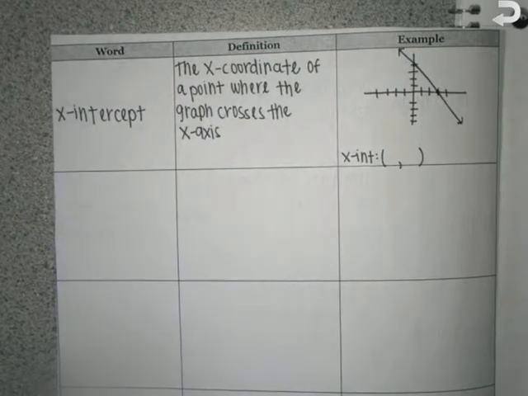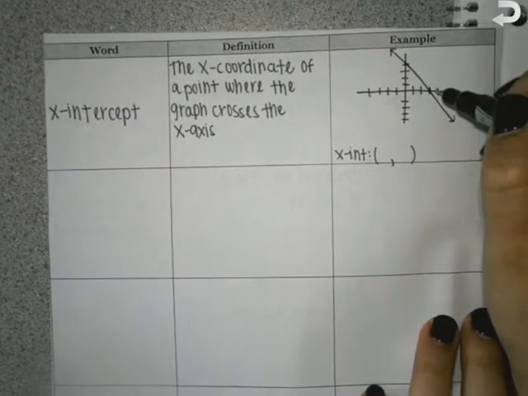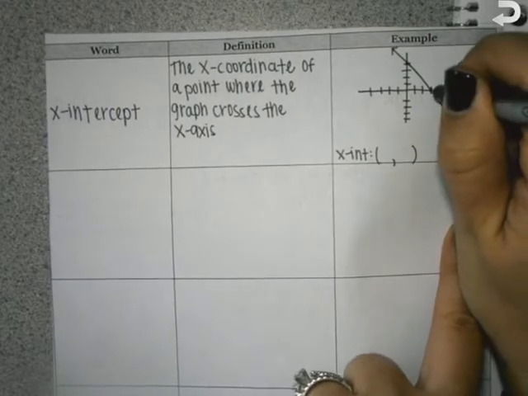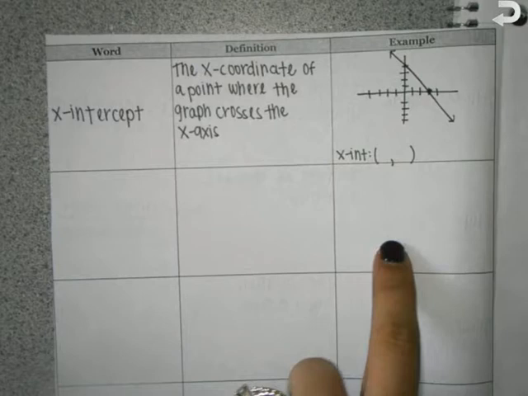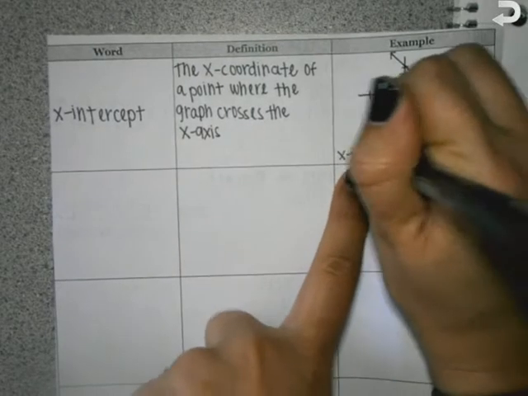Here's a graph, and then we're going to write down the x-intercept as soon as everybody gets this written down. So in this example, the graph crosses the x-axis at positive 3, but how would I write that as a coordinate? (3, 0).